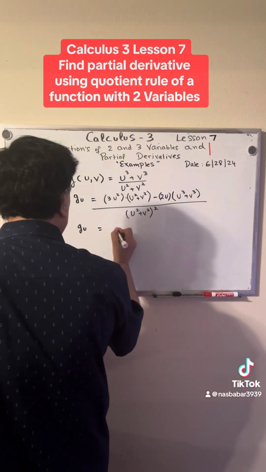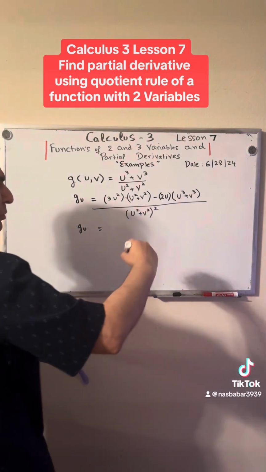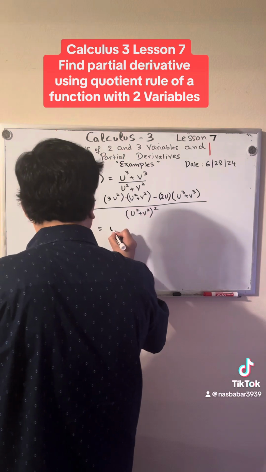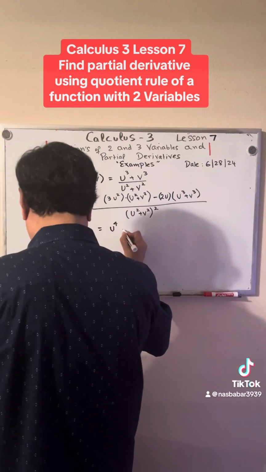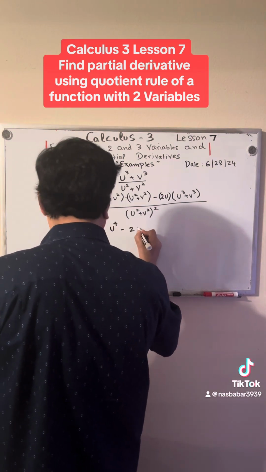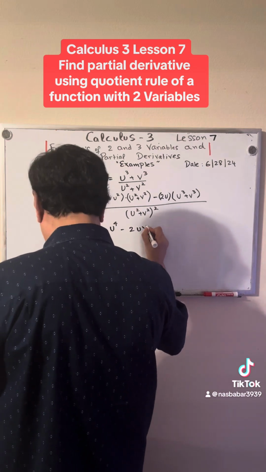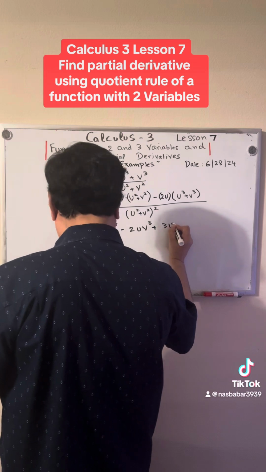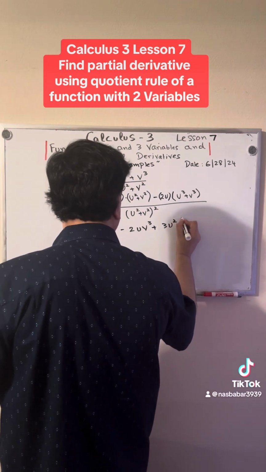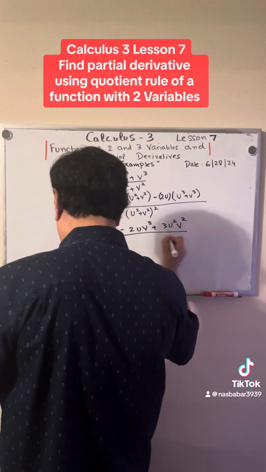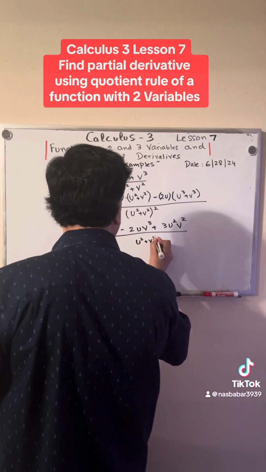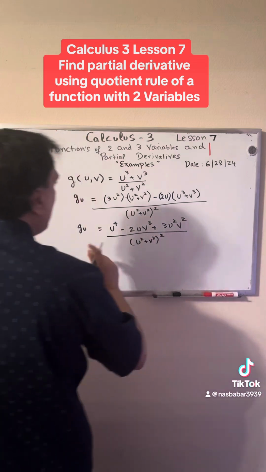Okay, so now if you simplify this, I'm not going to go through the steps, but you guys are smart enough to figure that out. So the answer is u^4 minus 2uv cube plus 3u square v square, the whole thing over (u square plus v square) squared. Now we're not done yet.